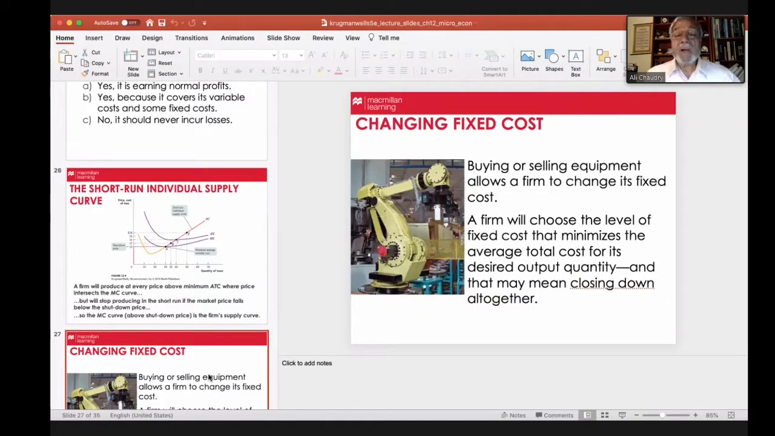So now let's talk about the very topic that I was trying to emphasize, the fixed costs.